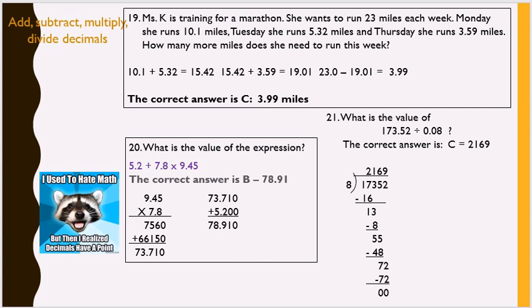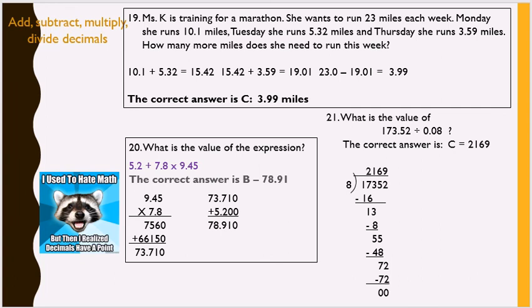21, what is the value of 173.52 divided by 0.08? The correct answer is C, 2,169. Okay, when you divide by decimals, you have to move your decimal points over in both your divisor and your dividend. So we have 2 place values past the decimal point in 0.08. So we move them to the right 2 places.